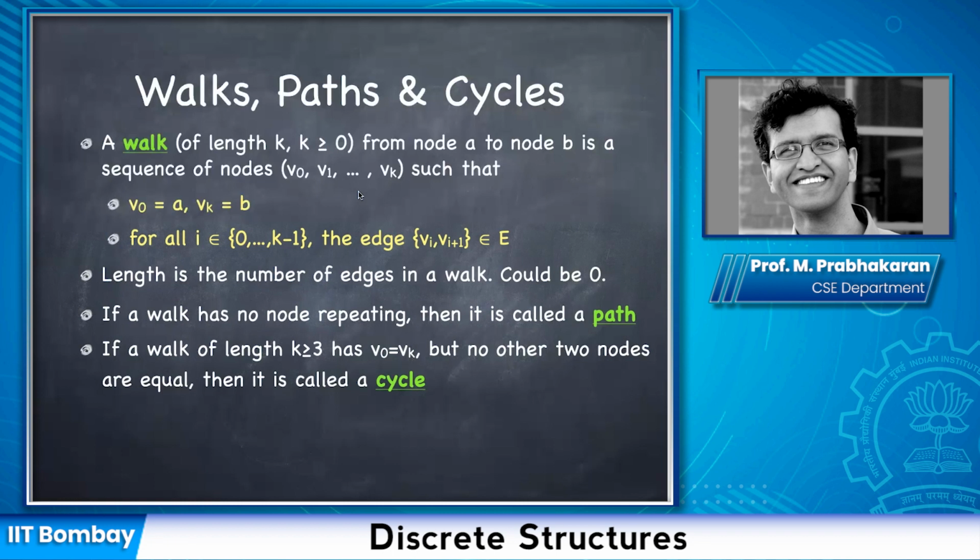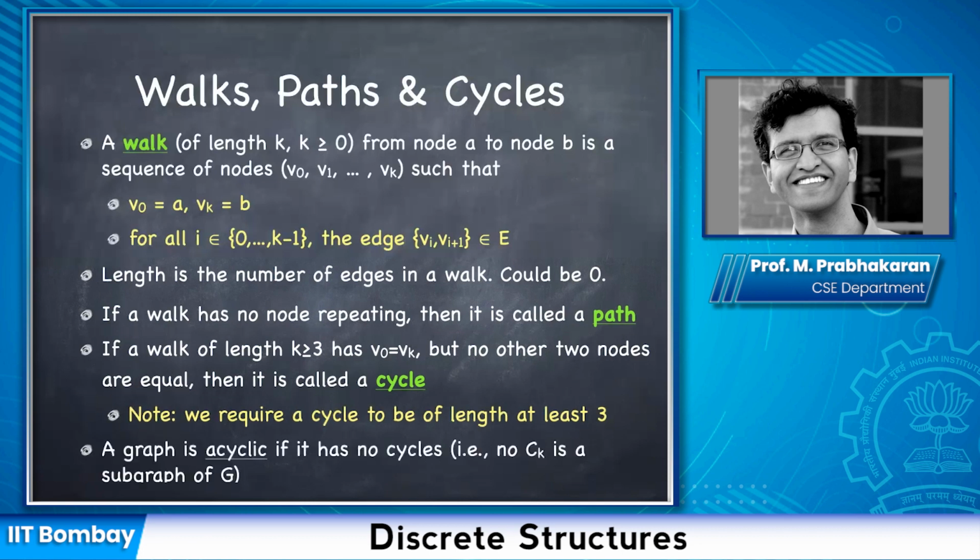So if I write ABA, that is just going from A to B and coming back from B to A. We don't call that a cycle. If it is ABCA, then that would be a cycle. So a cycle has to be of length at least 3. That will be our convention. It could be longer. And a graph is said to be acyclic if it has no cycles.